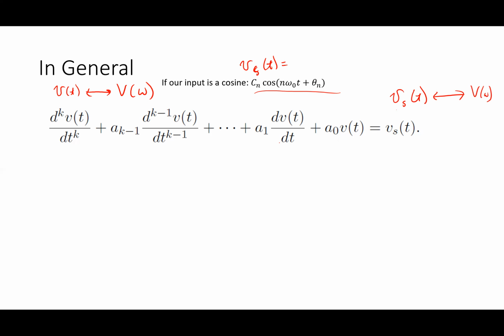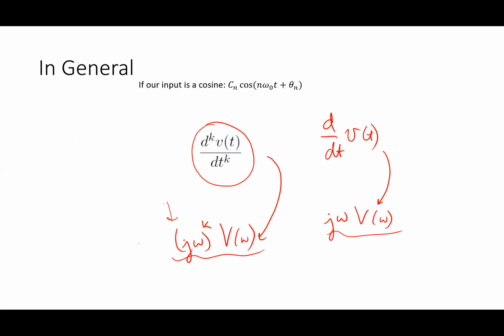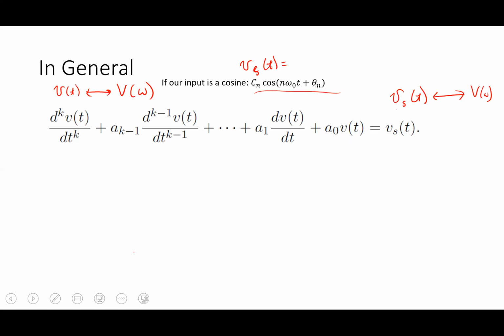And then I replace all the derivatives using the rule that I just showed here, okay? So let's go through that. Over on this side, the right side of the equation, Vs of t becomes Vs of omega, okay? That's pretty straightforward. Now, over here, this is a little bit more complicated. So I have the A naught V of t. So V of t gets replaced with V of omega, and I simply write the A naught.